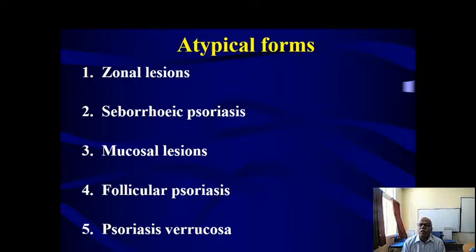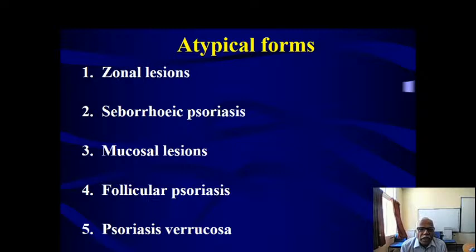Then we have certain atypical forms. What we learned so far are classical types. And certain atypical forms, that is zosteriform. If lesions are present in one dermatome, just like herpes zoster, it is called zonal lesions or zosteriform psoriasis. Then certain lesions will be seen in the scalp or seborrheic areas like the beard area, retroauricular area, sternal area. These are seborrheic areas. It's called seborrheic psoriasis. Sometimes this seborrhea may progress to psoriasis. It's called sebopsoriasis.